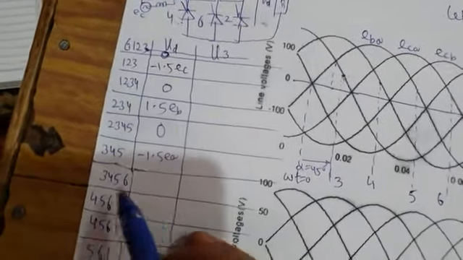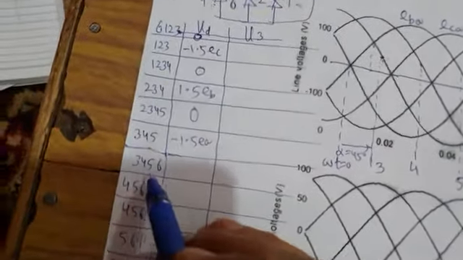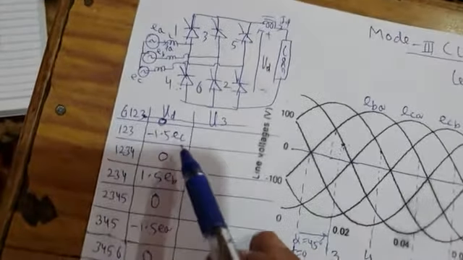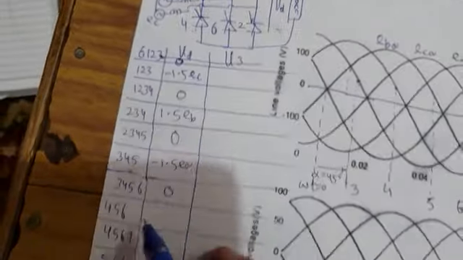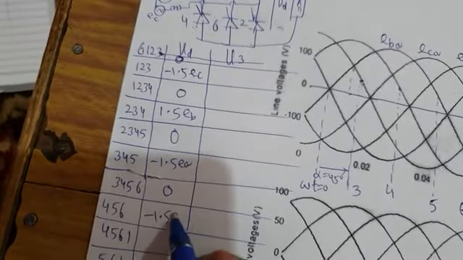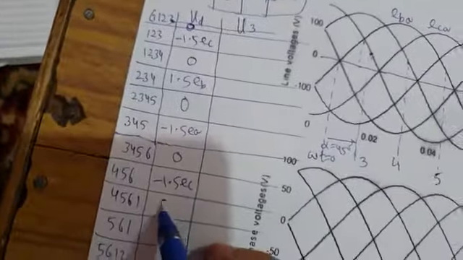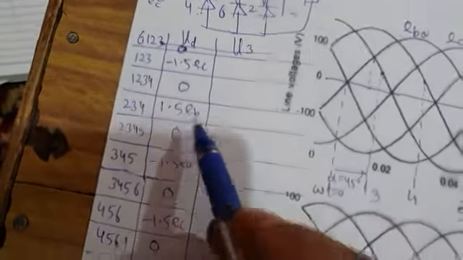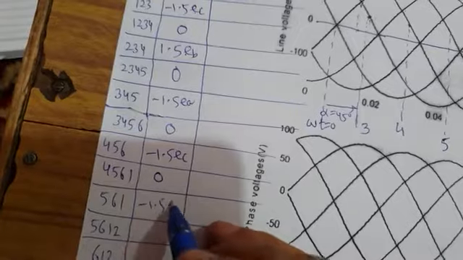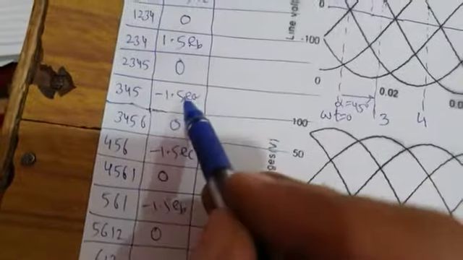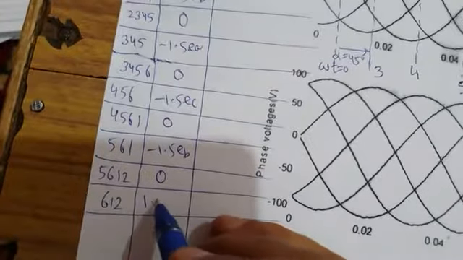So once this is there, then valve 6 is fired. This is 4-valve conduction, again 0. And then you can take the opposite of this. If this was 1.5 EC, this will be minus 1.5 EC. Okay. So again 0. This was 1.5 EB, this will be minus 1.5 EB, just opposite. And then again 0, and finally if this is minus 1.5 EA, here load voltage is plus 1.5 times EA.